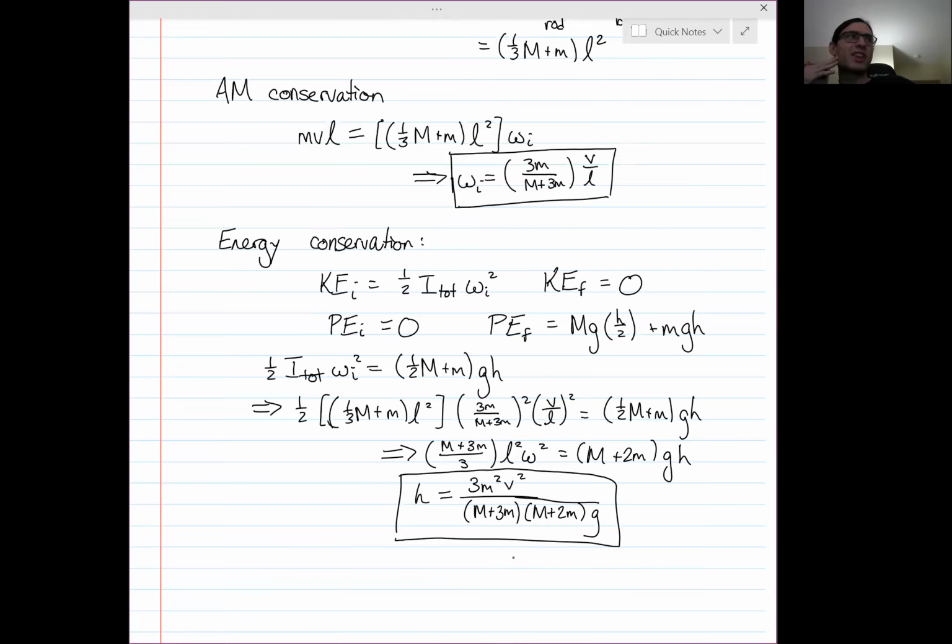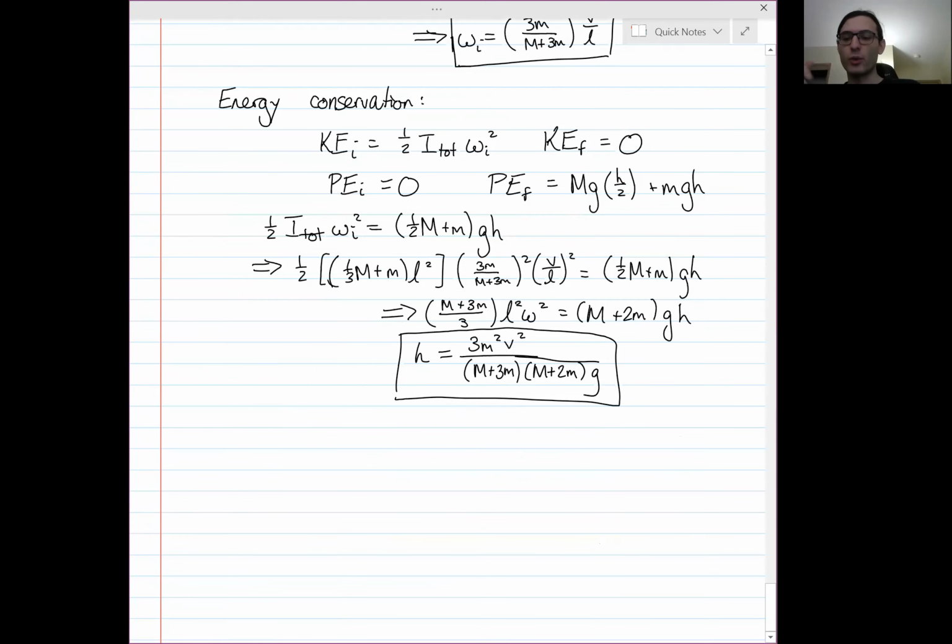And you'll find that that's generally true. As long as the rod is uniform, it doesn't really matter what the length is. It only really matters how much it weighs, what its mass is, and the mass of the bullet, of course. Does anyone have questions about this problem?